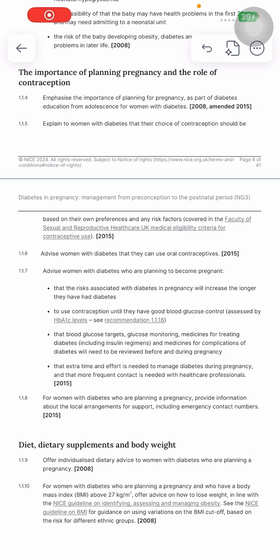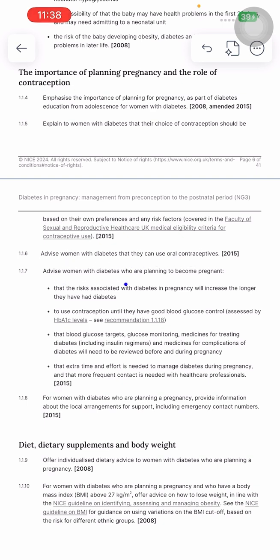So the next point is the importance of planning pregnancy and the role of contraception. Emphasize the importance of planning for pregnancy as a part of diabetes education, including adolescence, for women with diabetes. Explain to the women with diabetes that their choice of contraception should be based on their own preference and any risk factors. Advise women with diabetes they can use OCPs.